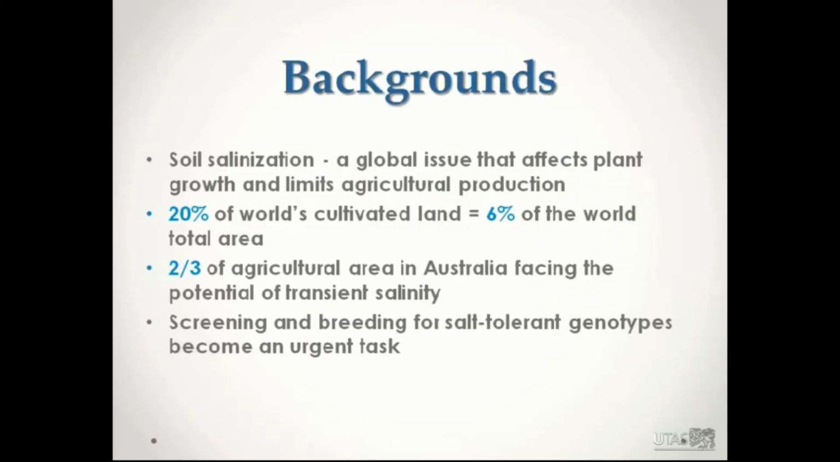This is the background. Soil salinization is a global issue that affects plants' growth and limits agricultural production. Currently, 20% of the world's cultivated lands, which is equal to 6% of the world's total area, is threatened by salinity. But in Australia, two-thirds of the agricultural area is facing the potential of transient salinity. So screening and breeding for salt-tolerant genotypes is becoming an urgent task.